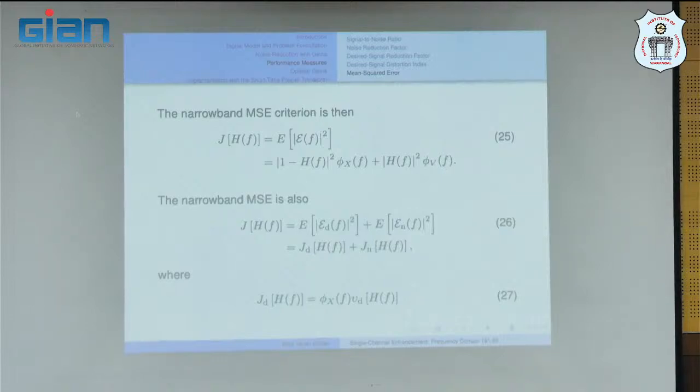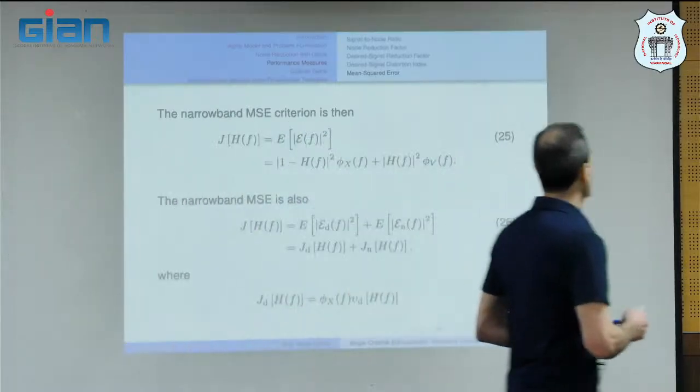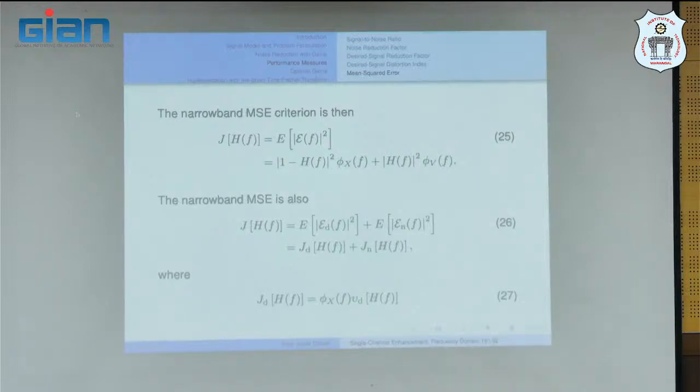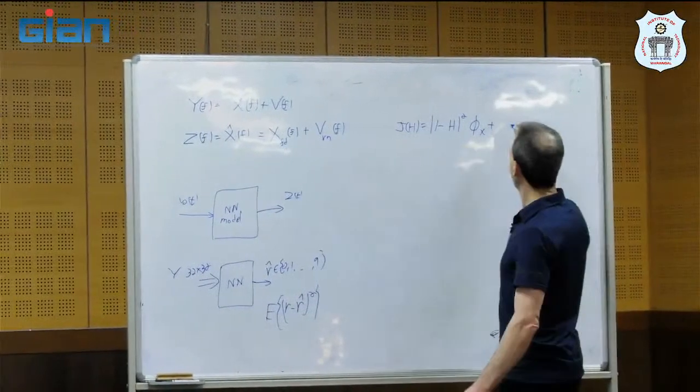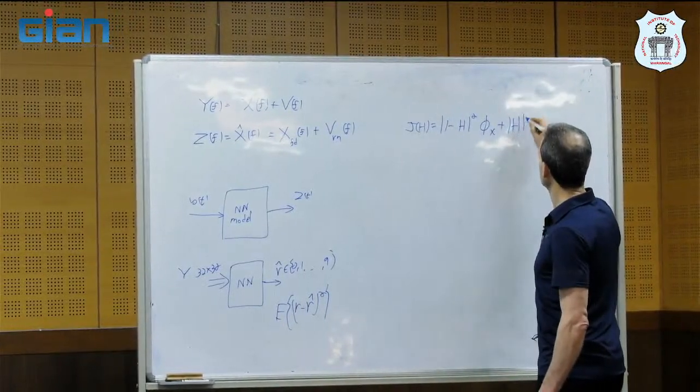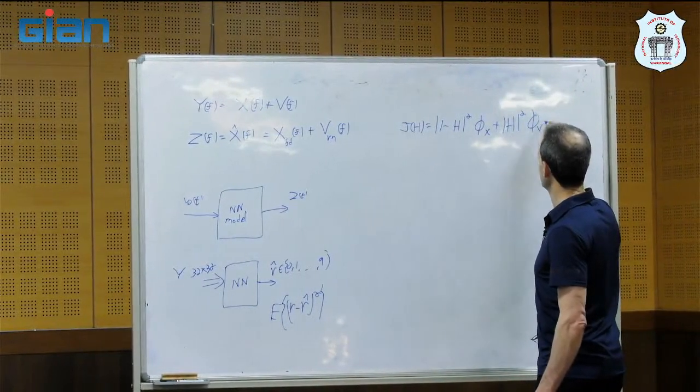Okay? And I will do it soon. How do we do it? Derivative. Okay, so I will remove the dependence on f because I don't care, but I can write like this. J(h) equals (1 minus magnitude of h squared) phi x plus magnitude of h squared phi v.